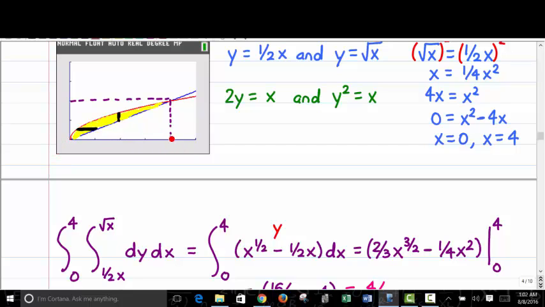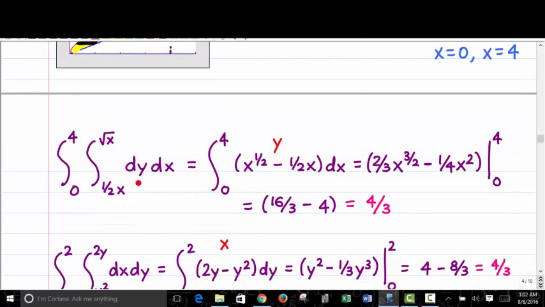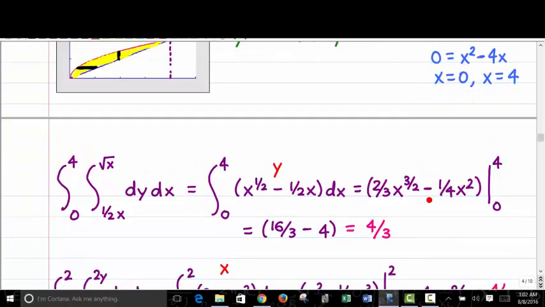So you'd go from 0 to 4, no variables involved on the outside. All right, so you work out the antiderivative, pretty straightforward, easy power rule. Antiderivative of x to the 1/2 would be 2/3 x to the 3/2, and 1/2 x would basically be 1/4 x squared. Put in 4, put in 0. Which means you only have to put in 4 for this one. You'll get 4/3. That looks about right.